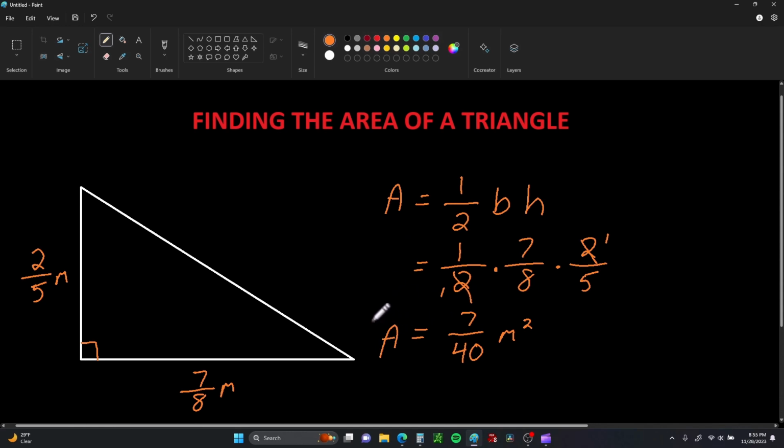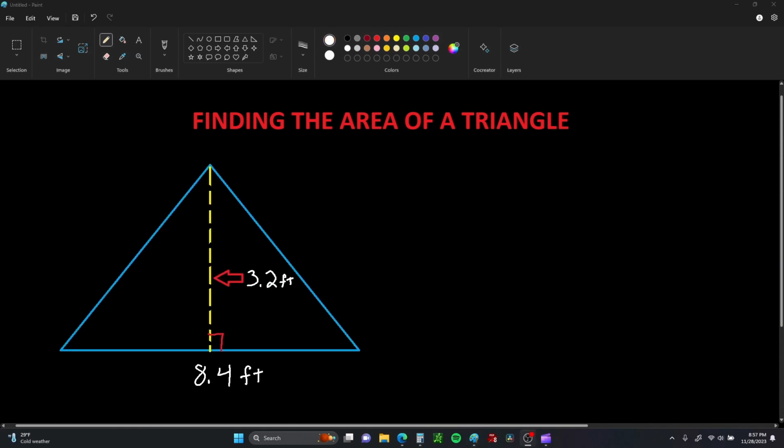Working with fractions shouldn't scare you. I actually prefer fractions to decimals for the fact that most of the time you don't even need a calculator for something like this. Since I just spoke about how I love working with decimals, we're going to do one area problem for triangles with decimals.